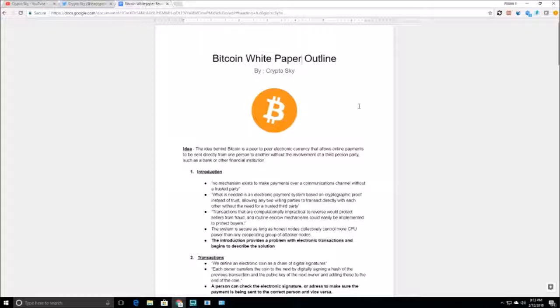Today we're going to be taking a look at the Bitcoin white paper, and I've actually made a quick little outline here of a lot of the information from the actual white paper on their website, and then at the bottom of each section I've kind of given a quick summary and just my thoughts on what each section of the white paper is actually trying to say.